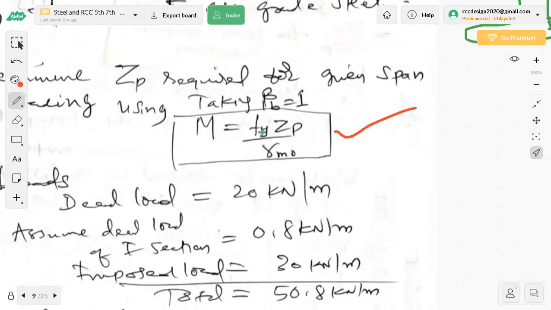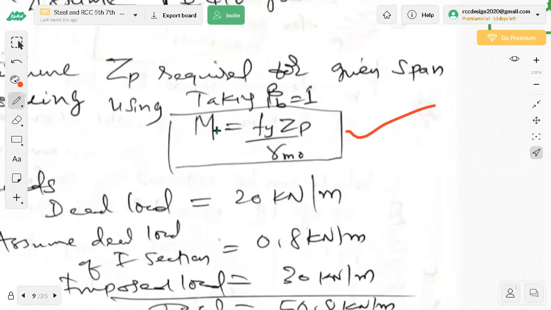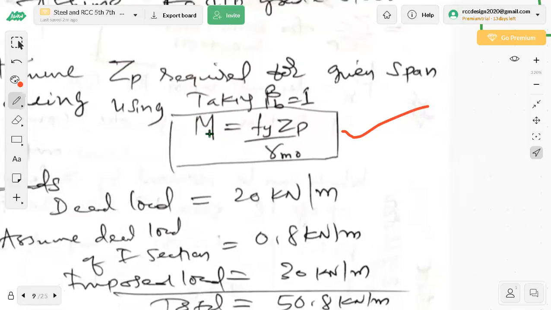You'll be knowing this Fy, and gamma M naught, that is the partial safety factor for steel. Then you will be using this M, equating moment of resistance with bending moment. It means I'm going to use this formula. Before this, I will find the factored bending moment. I'm going to assume factored bending moment is equal to moment of resistance. That is why I'm going to substitute for M here. This M is actually moment of resistance, but I'm equating them.